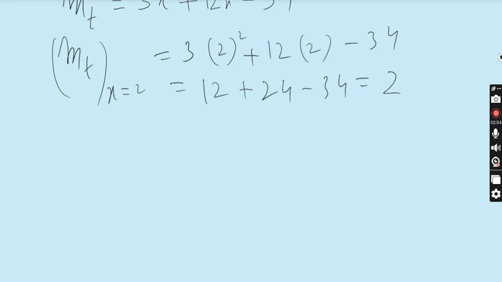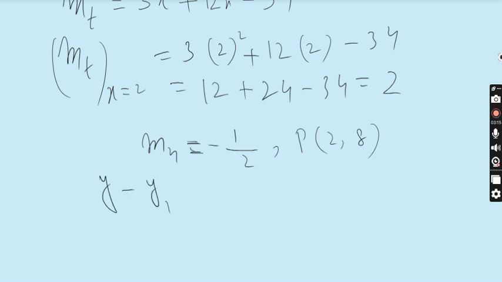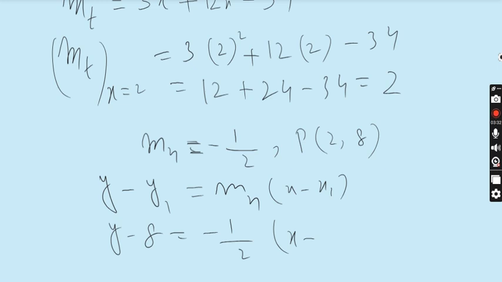If we have gradient of tangent, then we can easily find the gradient of normal, which is the negative reciprocal of the gradient of tangent. So if the gradient of tangent is 2, then the gradient of normal must be negative 1 upon 2. The coordinate is given, P (2, 8). Hence our equation of normal is y minus y1 equals mn times x minus x1. Equation of normal or equation of tangent means the equation of a straight line. So y minus 8 equals minus 1 upon 2 times x minus 2. So this is the equation of normal.